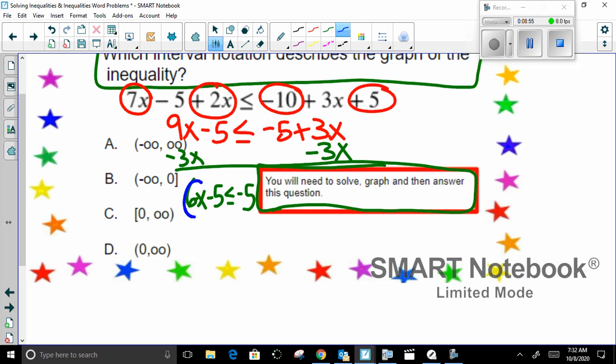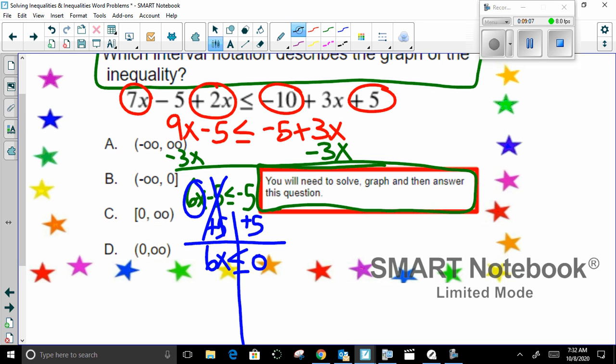I cannot touch 6x until I get rid of the minus 5 on the left. How do I get rid of minus 5? Plus 5. So 6x is less than or equal to 0. Finish getting x by itself. Divide both sides by 6. 0 divided by 6 is 0. So x is less than or equal to 0. Well, let's graph it so we can see how I'm going to write it in interval notation.